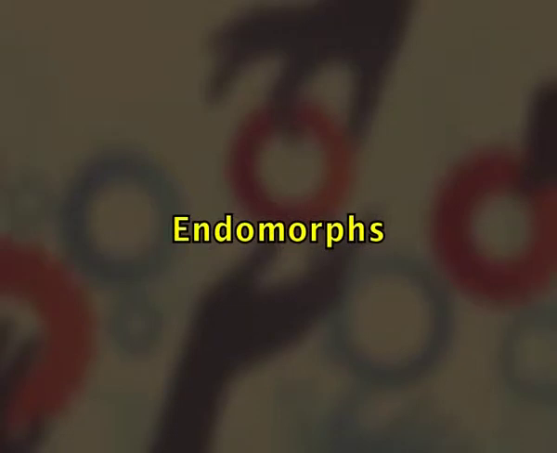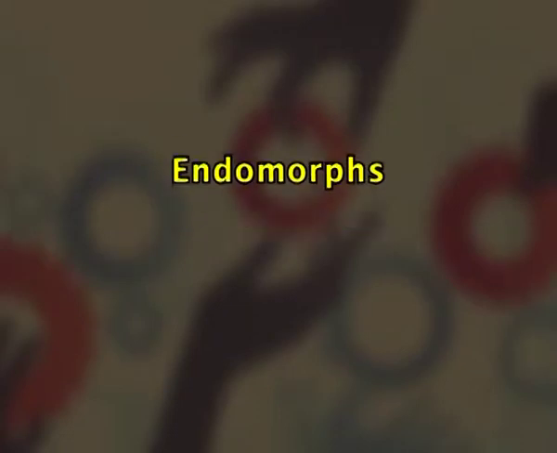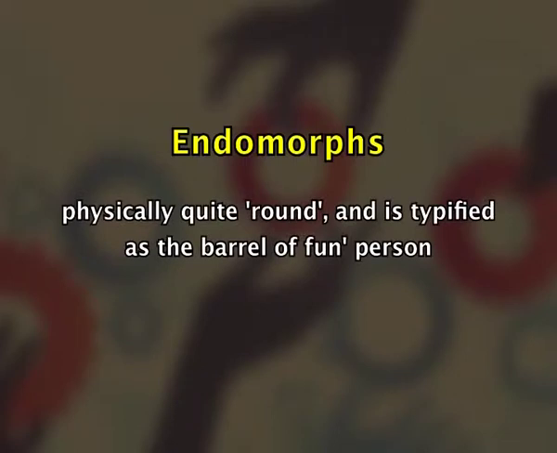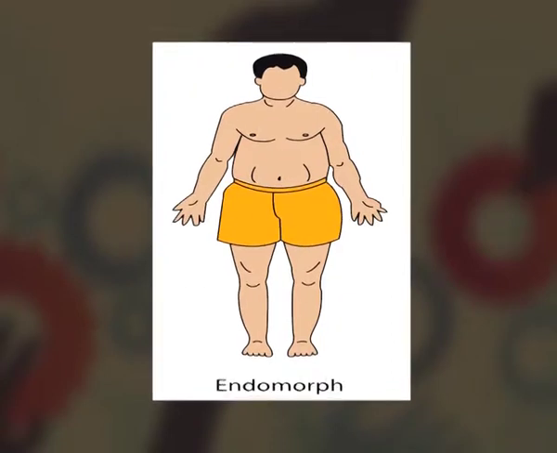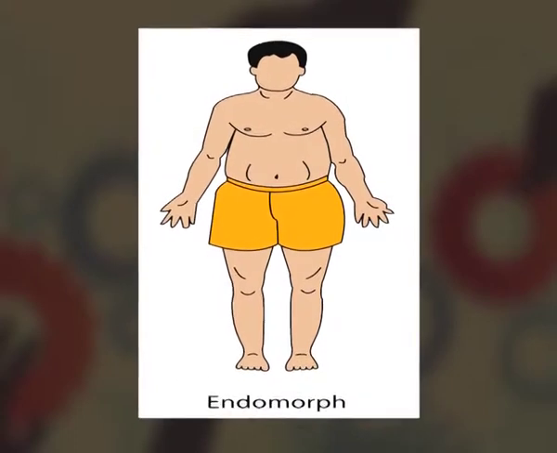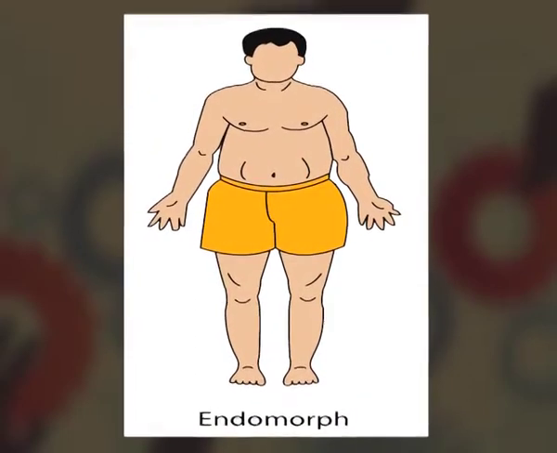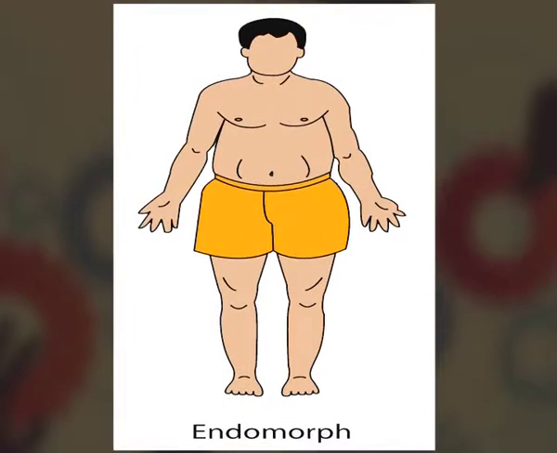Number 1, endomorphs. The endomorph is physically quite round and is typified as the barrel of fun person. They tend to have wide hips and narrow shoulders, which makes them rather pear-shaped. Quite a lot of fat spread across the body, including upper arms and thighs. They have quite slim ankles and wrists, which only serves to accentuate the fatter other parts.